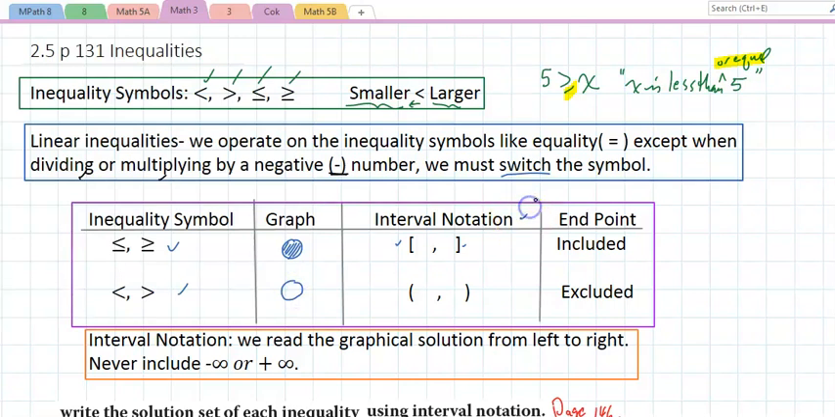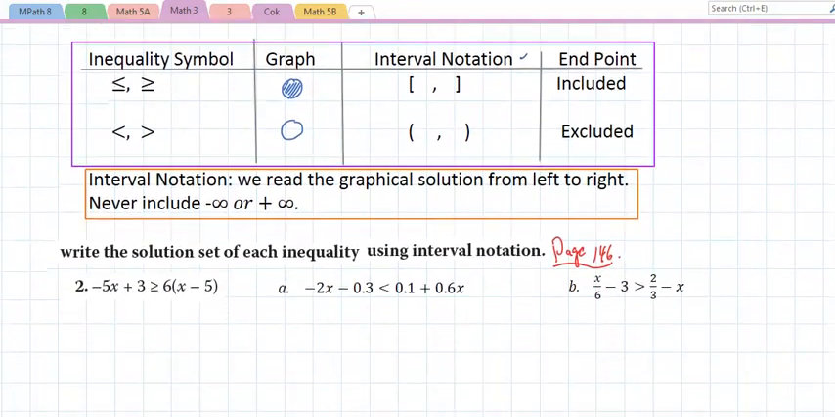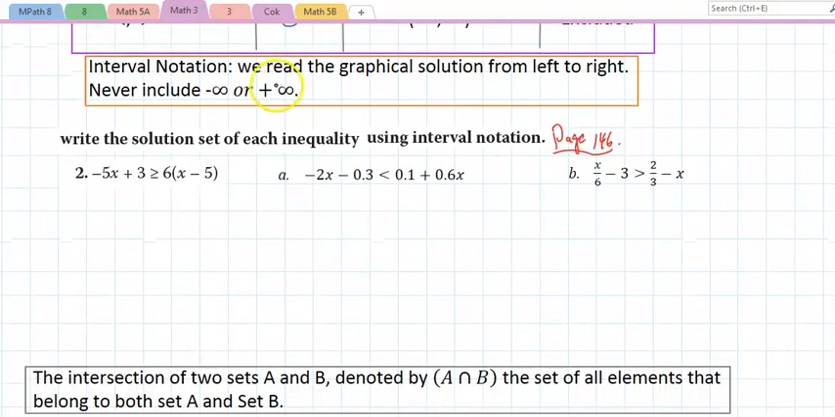Now, interval notation: you would use brackets whenever you have included and parentheses whenever you don't have an equal. And the endpoints, if you see equals, that means including the endpoint, and if you don't see equal, that means excluded. I'm just going to take this out because it's going to clutter the graphs. Here, let's keep it simple. Now, one thing about interval notation, you look at the graphical solution and you read the graphical solution left to right. You never include infinities.